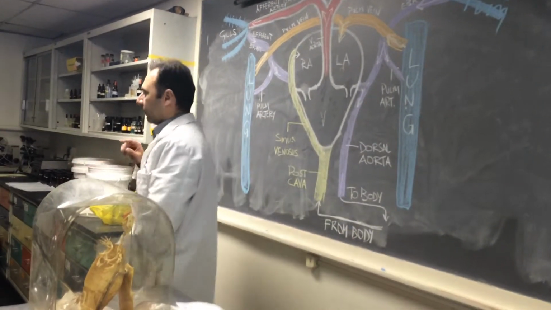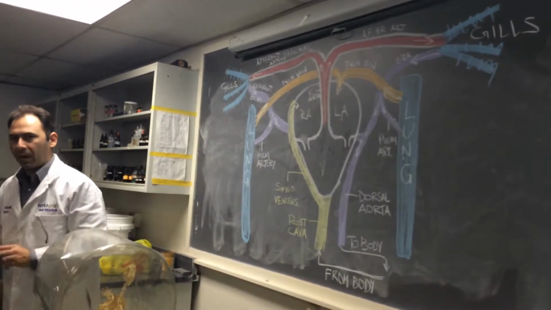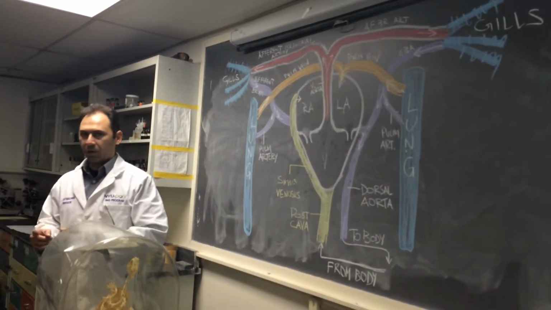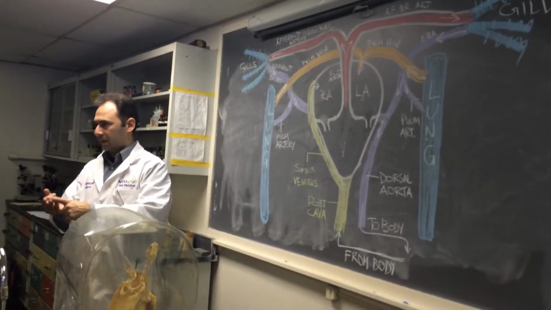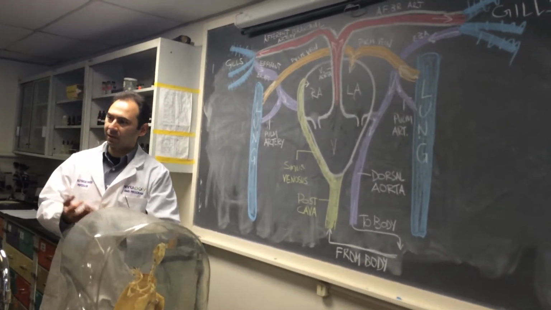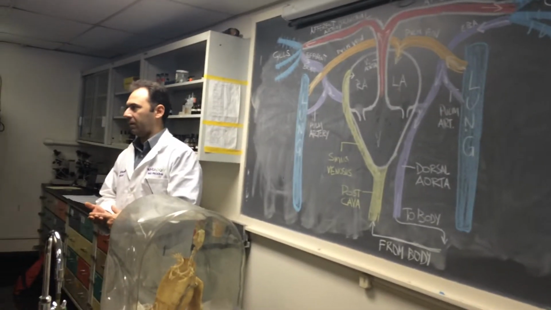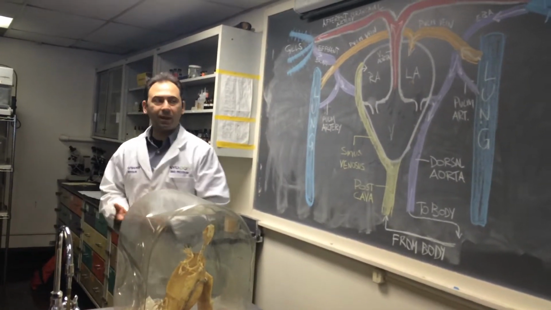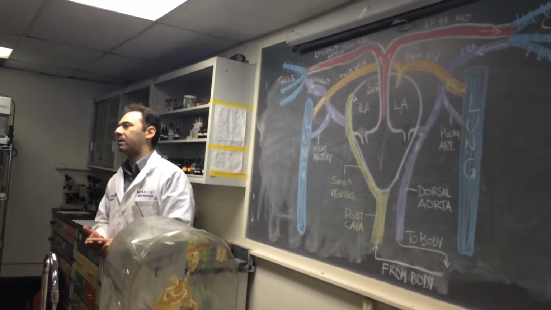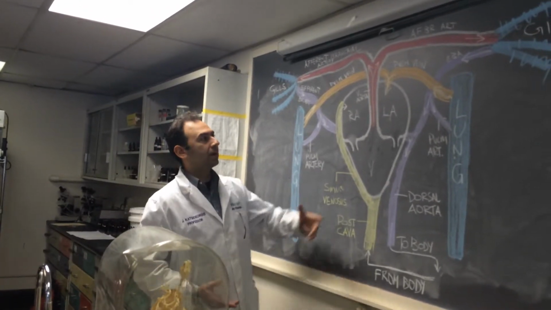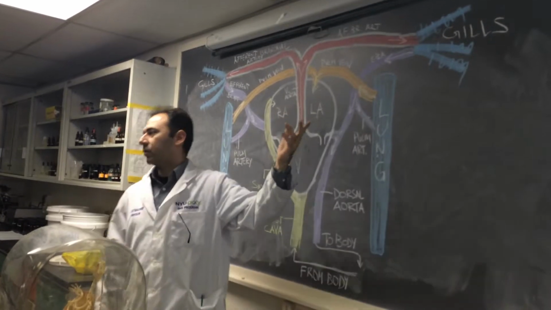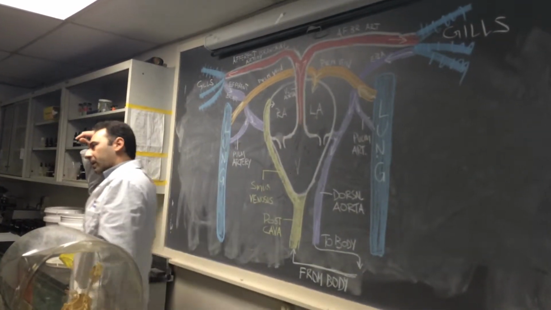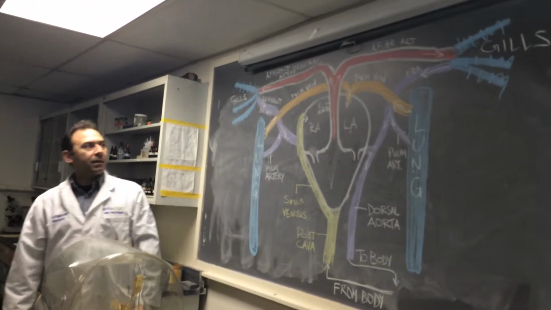Now think of a two-chambered heart that I just mentioned a little while ago in a fish. Blood goes from the heart to the gills to the body and then back to the heart. So you can almost think of this as a single loop system because the loop that goes to the lungs is, in a sense, useless. There's very little, if any, oxygenation.